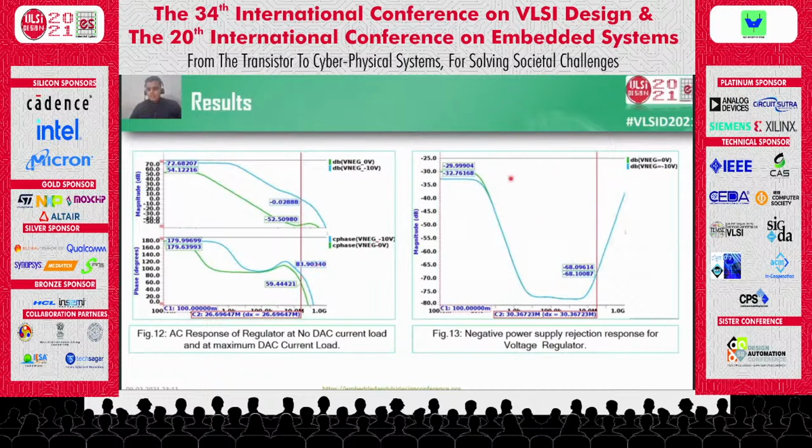And in this curve we can see why the ripple on the VNAG is very low. Here we can see the negative power supply rejection ratio for the voltage regulator is minus 68 dB for 30 megahertz. So it is suppressing all the noise from VNAG CP to VNAG.